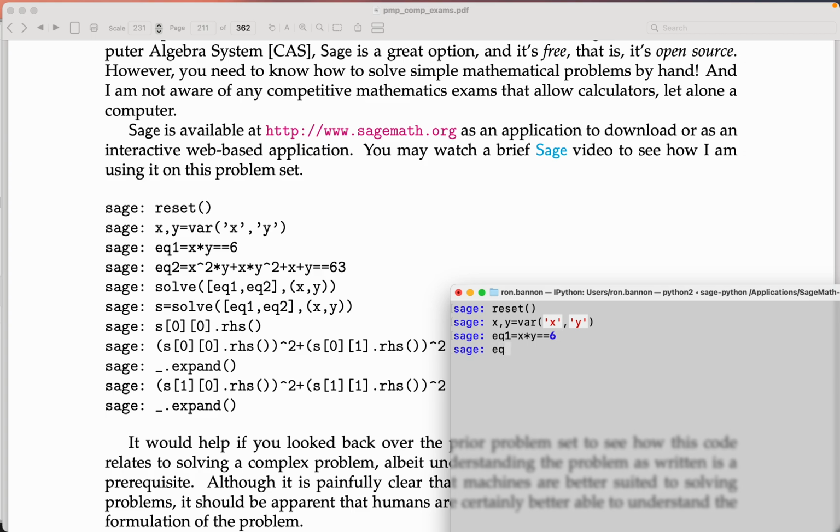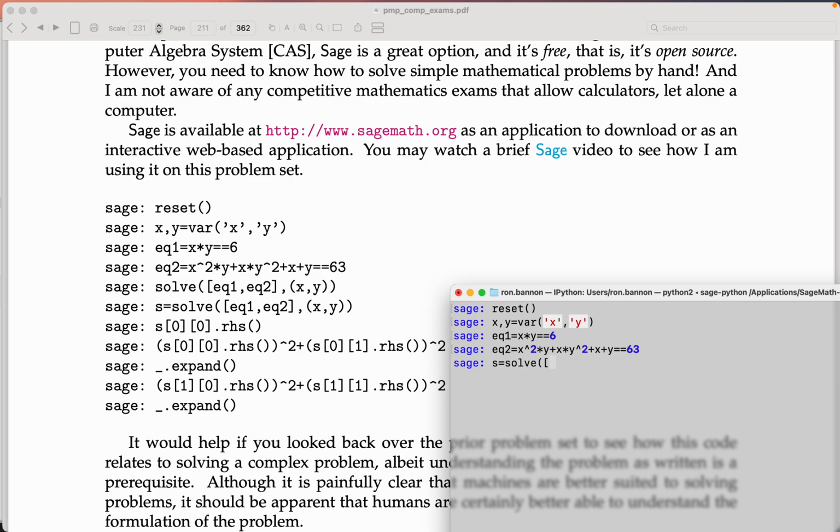Equation 2 is being assigned x squared star y, that's multiplication of y, plus x star y squared plus x plus y, and that's equal to 63. All right, S is going to be assigned the solution of a system of equations. These are nonlinear. There's a list of them.